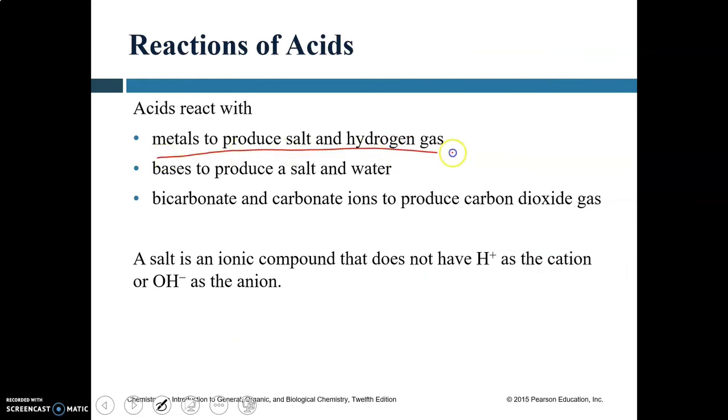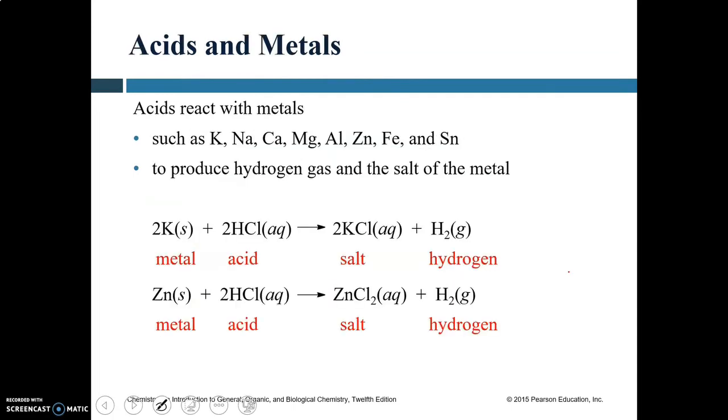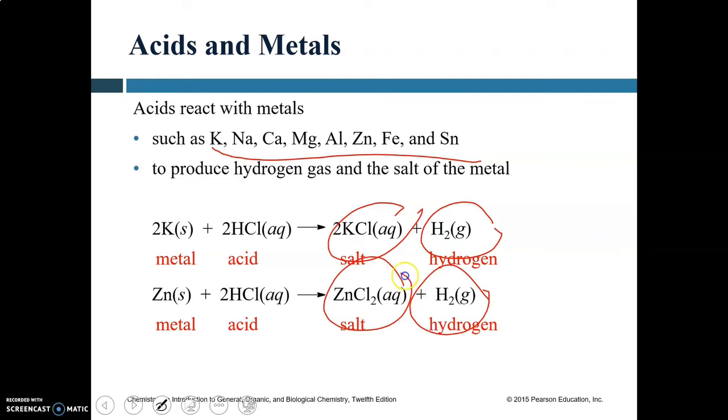Acids react with metals, producing salt and hydrogen gas. They react with bases, producing salt and water. And they react with bicarbonate, as well as carbonate ions, producing carbon dioxide. So that brings us to the definition of salt. Salt is a compound that consists of ions, but does not have hydrogen as the cation or hydroxide as the anion. So first of all, acids react with metals, such as this one, producing hydrogen gas and a salt.